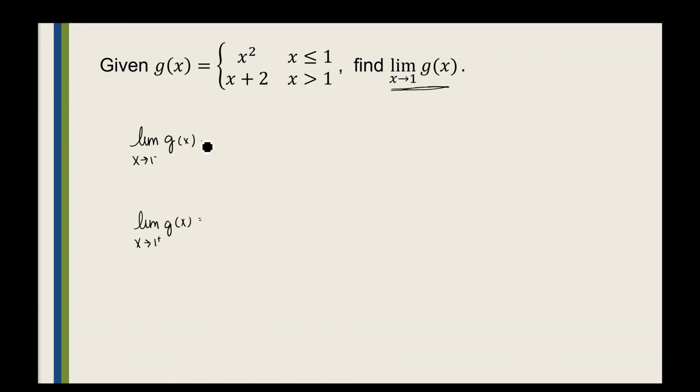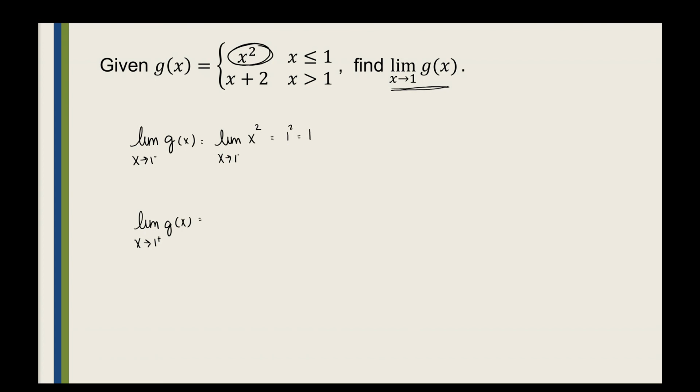Now, if we're approaching g of x from the left, we would be coming from that negative direction, and so the values of x would be less than or equal to 1. So to evaluate the limit as x approaches 1 from the left of g of x, we'll be using this top piece of our function, this x squared. So we really want the limit as x approaches 1 from the left of x squared.